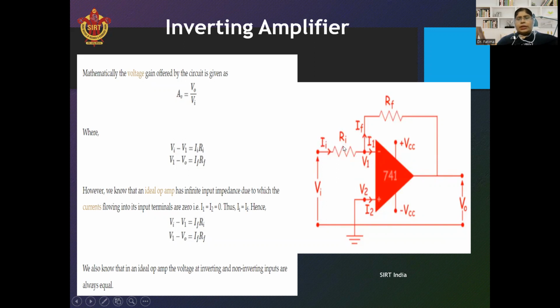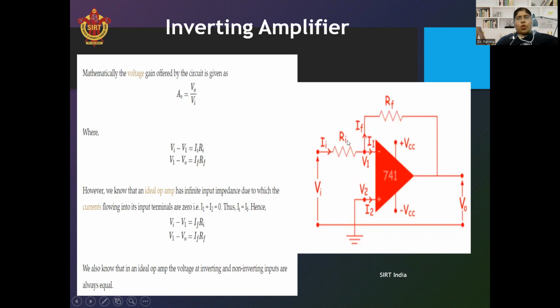This II current is divided into two paths, I1 and IF. So II is equal to I1 plus IF. This I1 is flowing inside of the op-amp, but here the input resistance of op-amp is very high. So this current, I1 current, is a negligible current. The most of the current will be flowing through the feedback path, that is IF. So II is approximately equal to IF, where I1 is approximately equal to zero. So I can put II equal to IF.